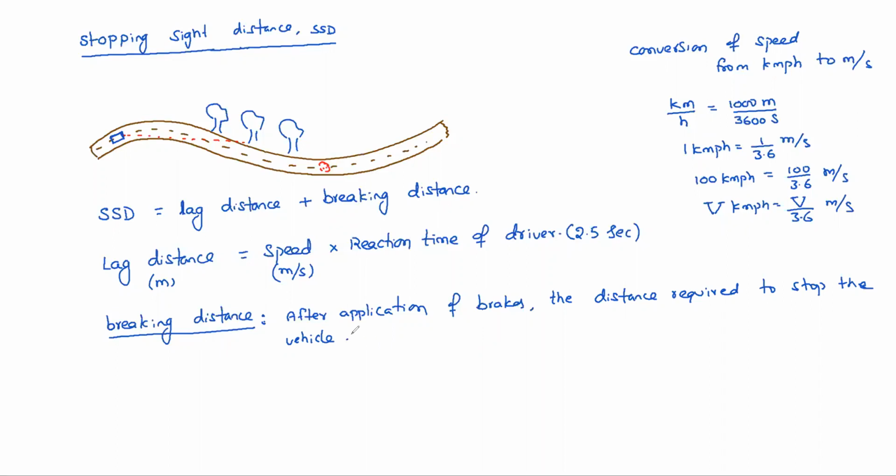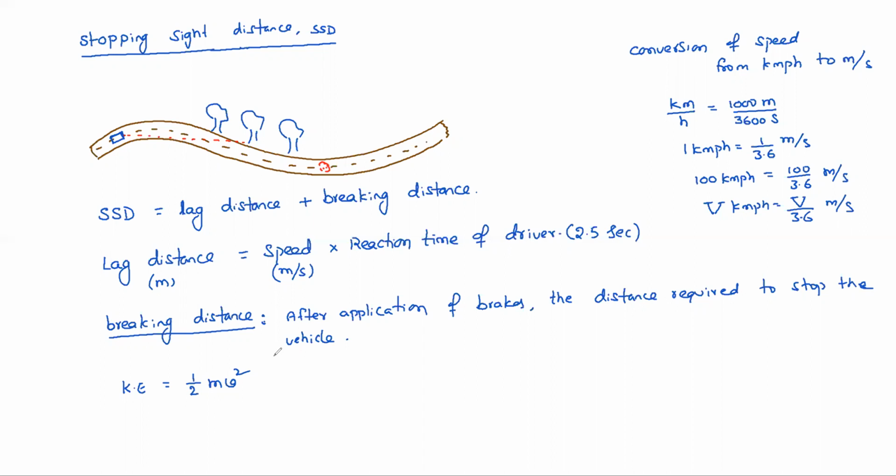Very simple. Why we need that distance: the vehicle will have some kinetic energy, right? So kinetic energy has to be killed. What is kinetic energy? Kinetic energy equals half mv square. Total kinetic energy has to be killed to stop the vehicle. After stopping, the kinetic energy is zero, because velocity will be zero.